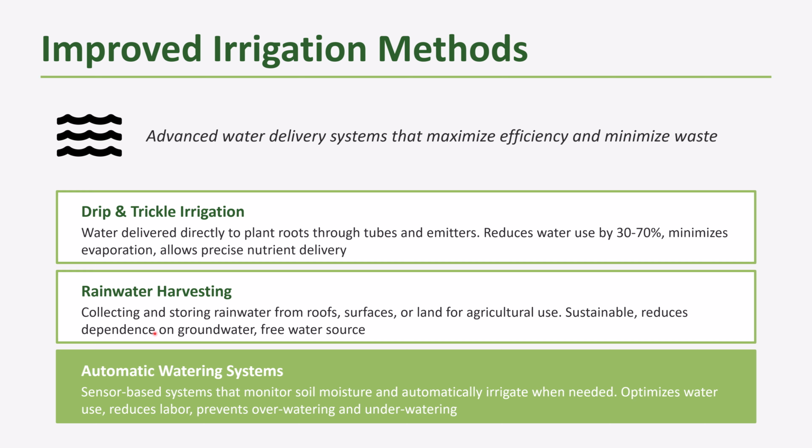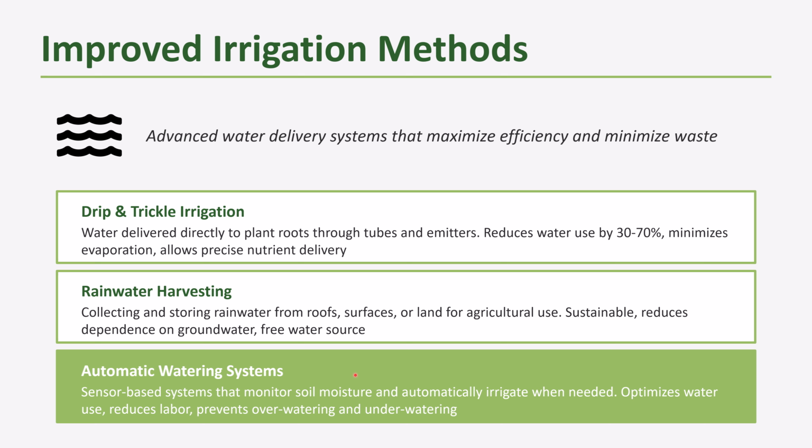Rainfall harvesting: collecting and storing rainfall from roofs, surfaces or land for agricultural use. Sustainable, reduces dependence on groundwater, a free water resource. Instead of relying on finite groundwater, this sustainable method involves collecting and storing rainfall from roof surfaces or the land itself. Automatic watering systems.